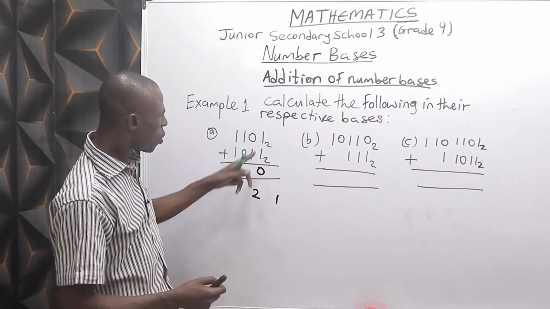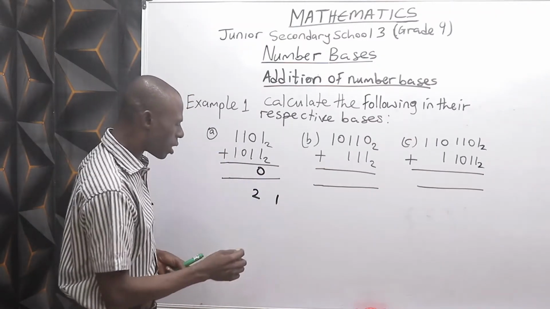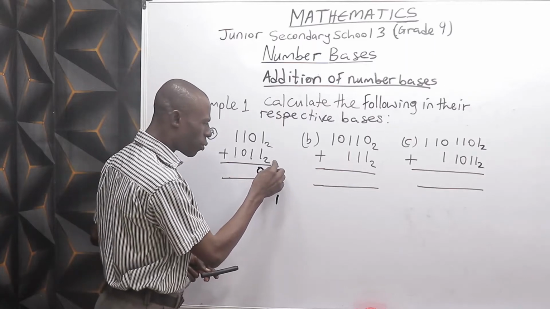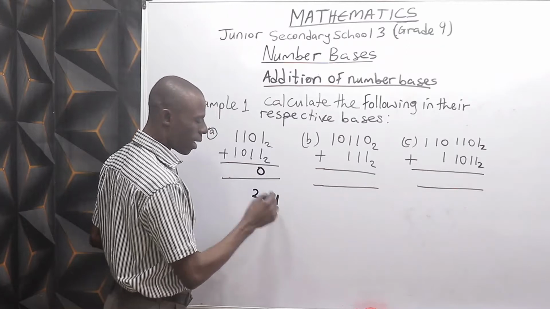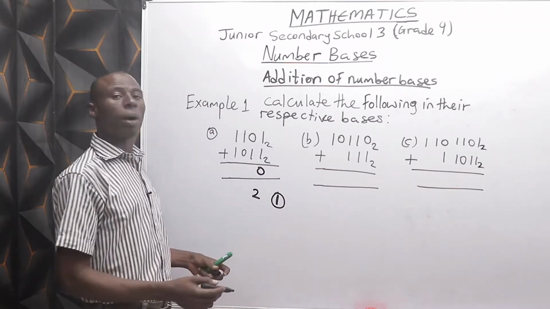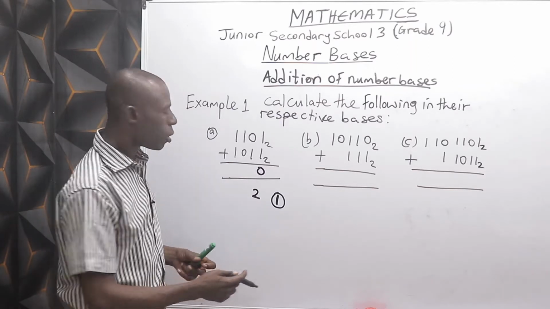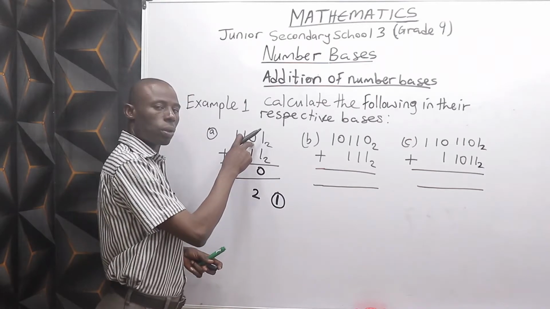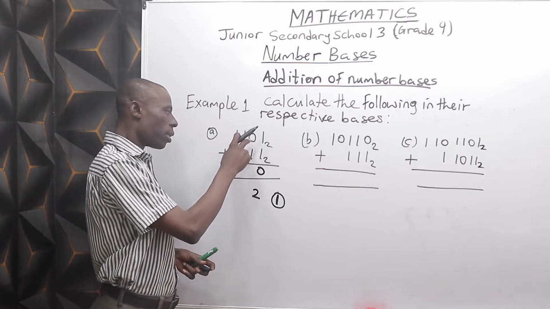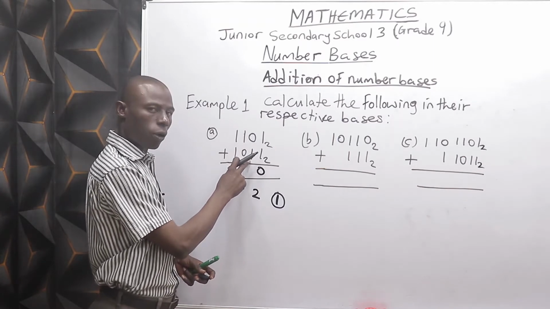I don't know whether you understand. Let me re-explain. 1 plus 1 gives 2. You cannot write the 2 down. You now ask yourself, how many times do you have your base in that 2? It is 1 time. Remainder what? Remainder 0. So this 1 time that I circle, add it to this 0, bring it here and add it. It will become 1. Plus this 1 down here, it becomes 2.